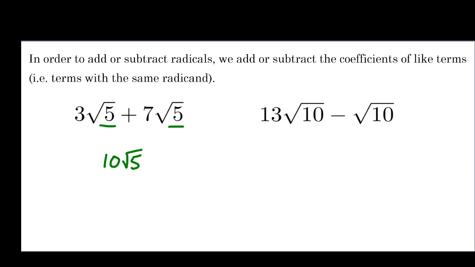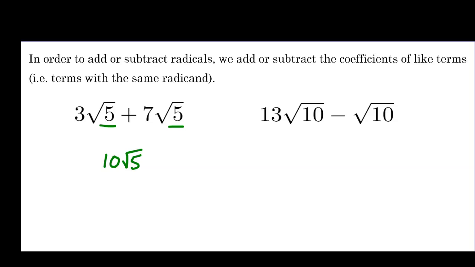Think of the square root part of the expression like the variables when we added polynomials, or go even further back to basic math. If you had 3 apples and 7 apples, you would add them together and get 10 apples, right? The object would stay the same. So here the square root of 5 comes along.